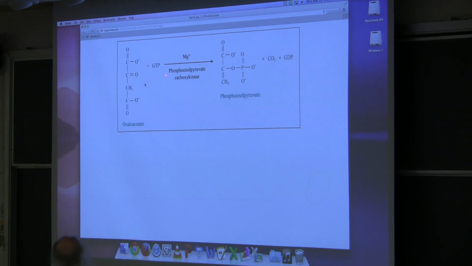The enzyme that catalyzes this reaction is called Phosphoenolpyruvate Carboxykinase. Big mouthful of a name. You can call it PEPCK. This enzyme is in the cytoplasm. So we've moved immediately from the mitochondrion to the cytoplasm.